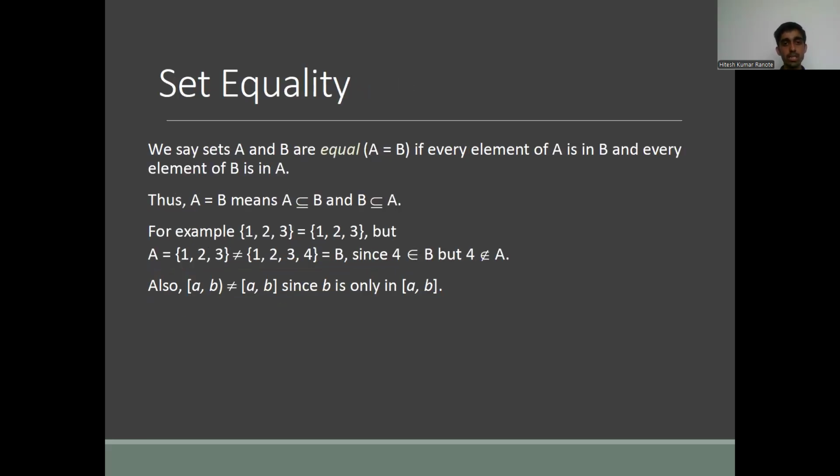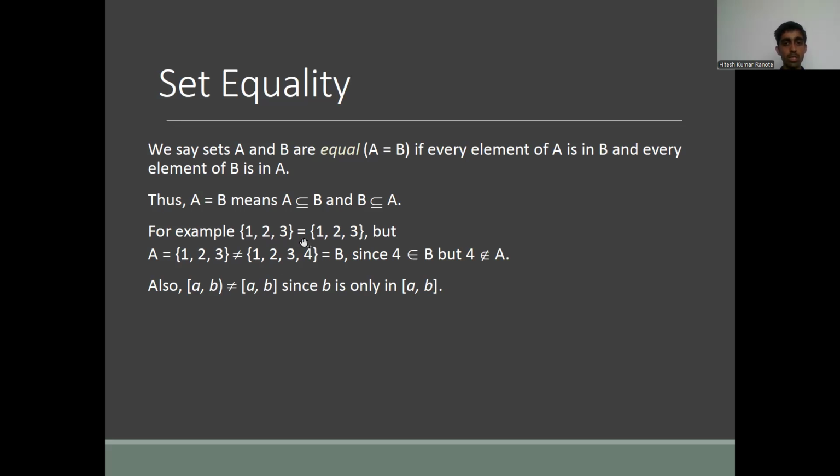Set equality. We say if we have two sets A and B, then we call A equal to B if every element of A is in B and every element of B is in A. Then it is called A equals B. Means A is contained in B and B is contained in A.